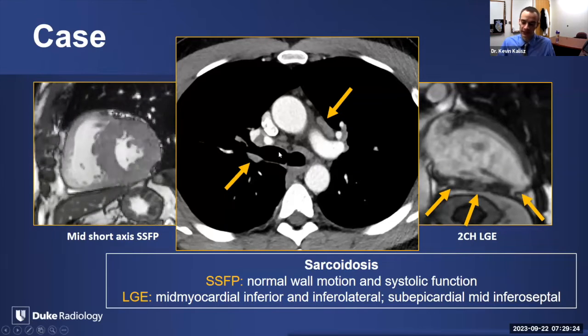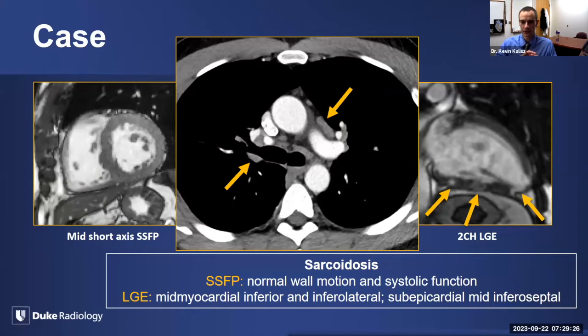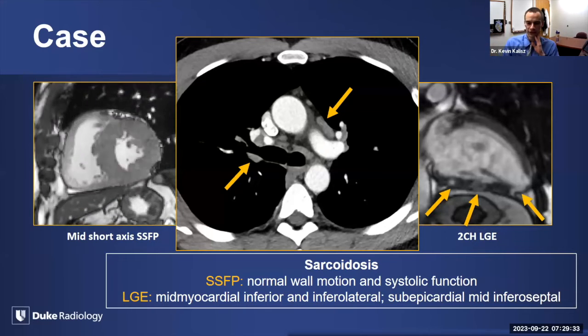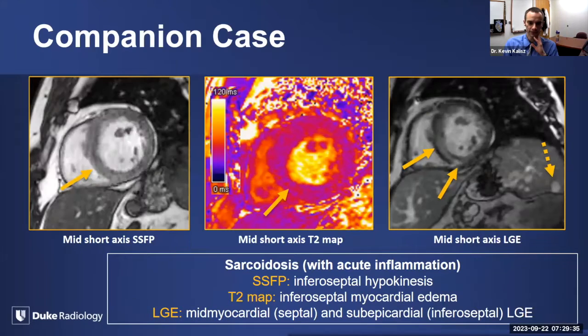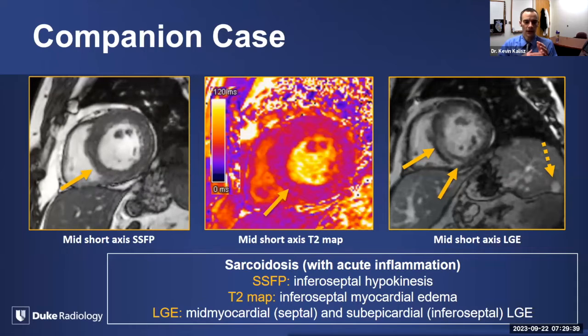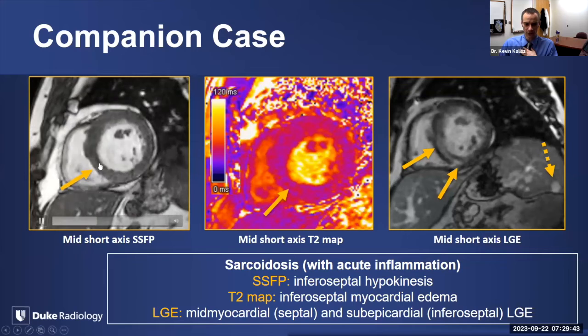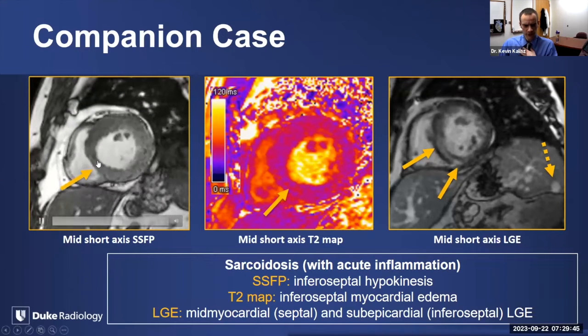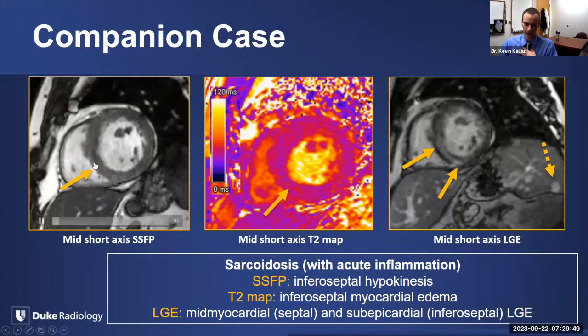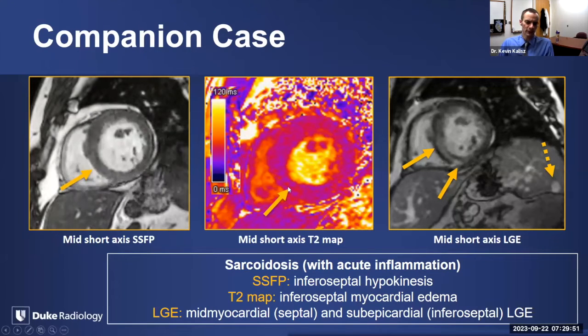If you don't have a chest CT, this is also the value of the large field of view images. Usually if adenopathy is large enough, you can actually see it on large field of view images and make the diagnosis, or at least support your diagnosis there. Just another example, showing more of an acute, edematous, active inflammation involvement of sarcoidosis. This patient has a wall motion abnormality in the mid inferoseptal segment. This particular segment is barely moving and thickening. I think it's a little bit more subtle here.